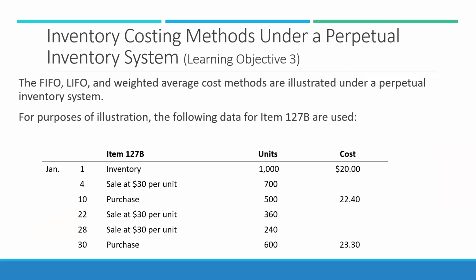And we'll go over some more calculations here. So for the purposes of illustration, we have an inventory subledger here of item 127B.